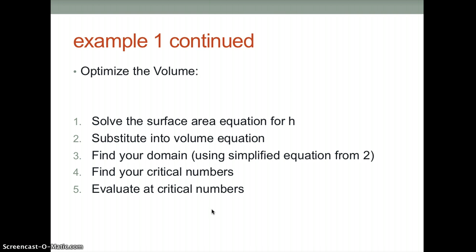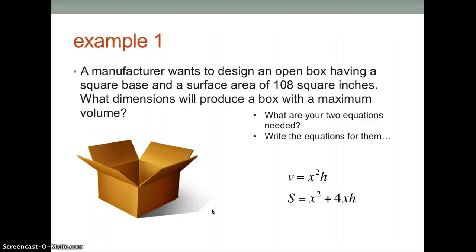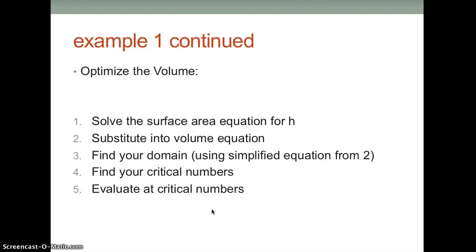So I'm going to go back for a second. Define what dimensions will produce a box with a maximum volume. Okay. So again, when I go to the next page, I'm going to be flipping through the answers quickly. So I would like you to pause it and do this on your own, and then check your work.